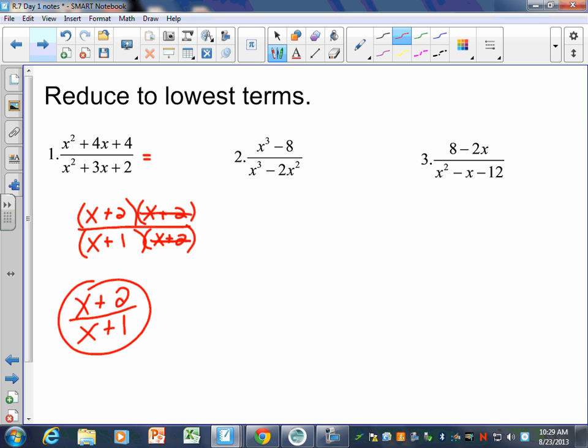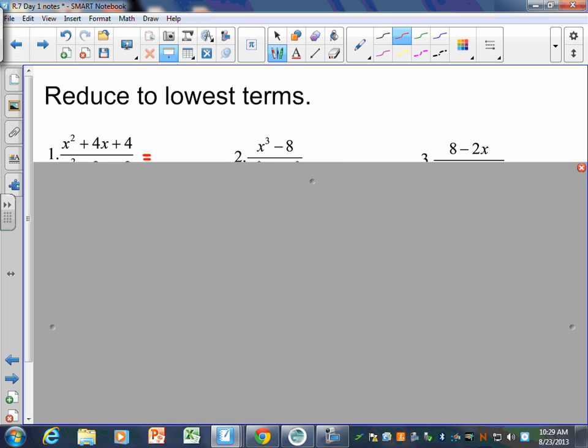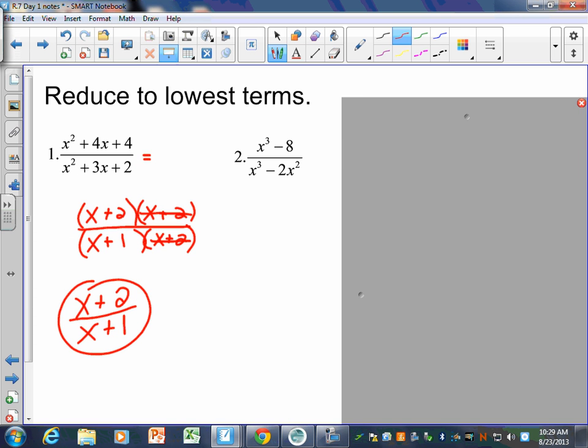Oh man, there's 2 more. I can't let you see too much at once. How about this one? Those lovely cubes that we just did.